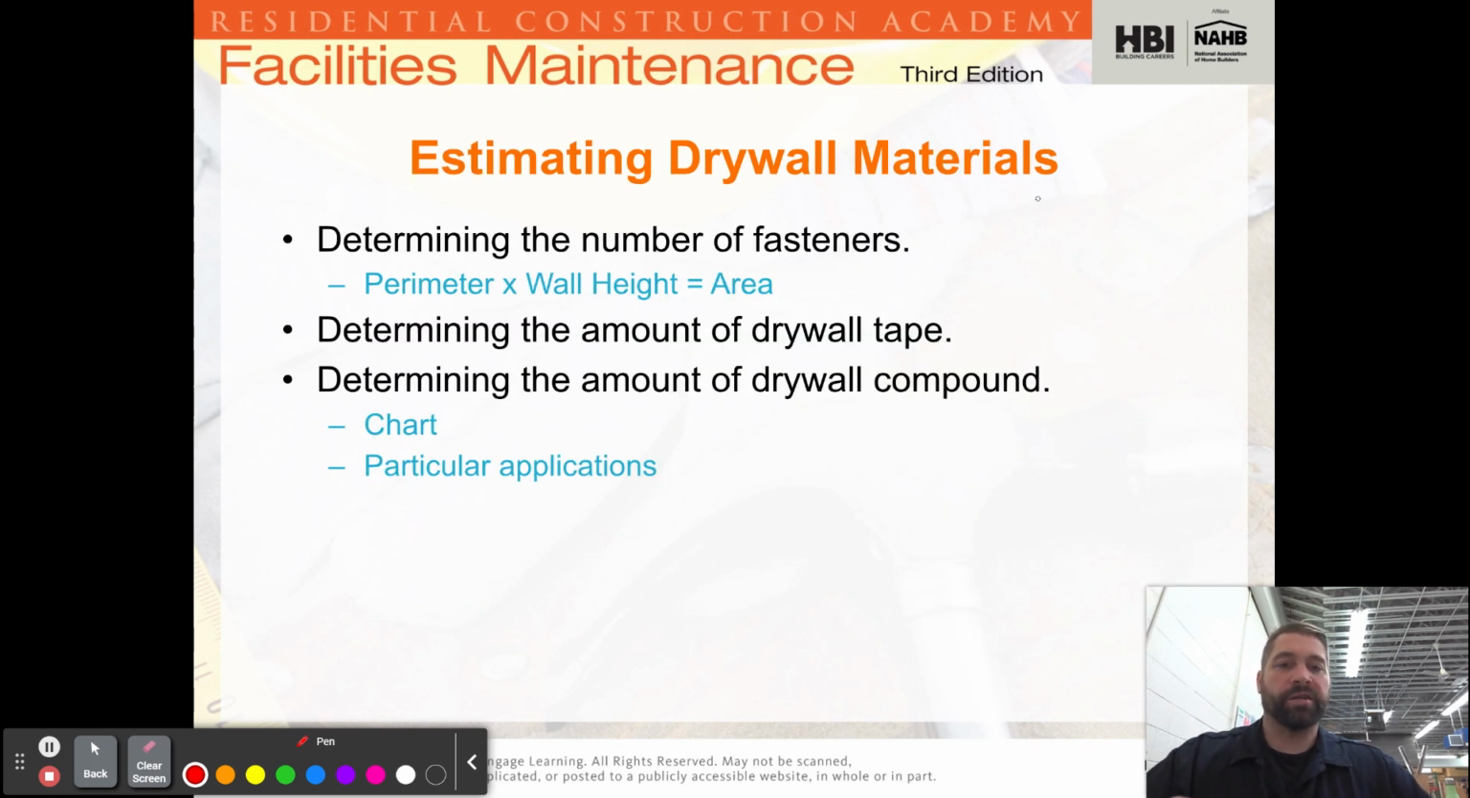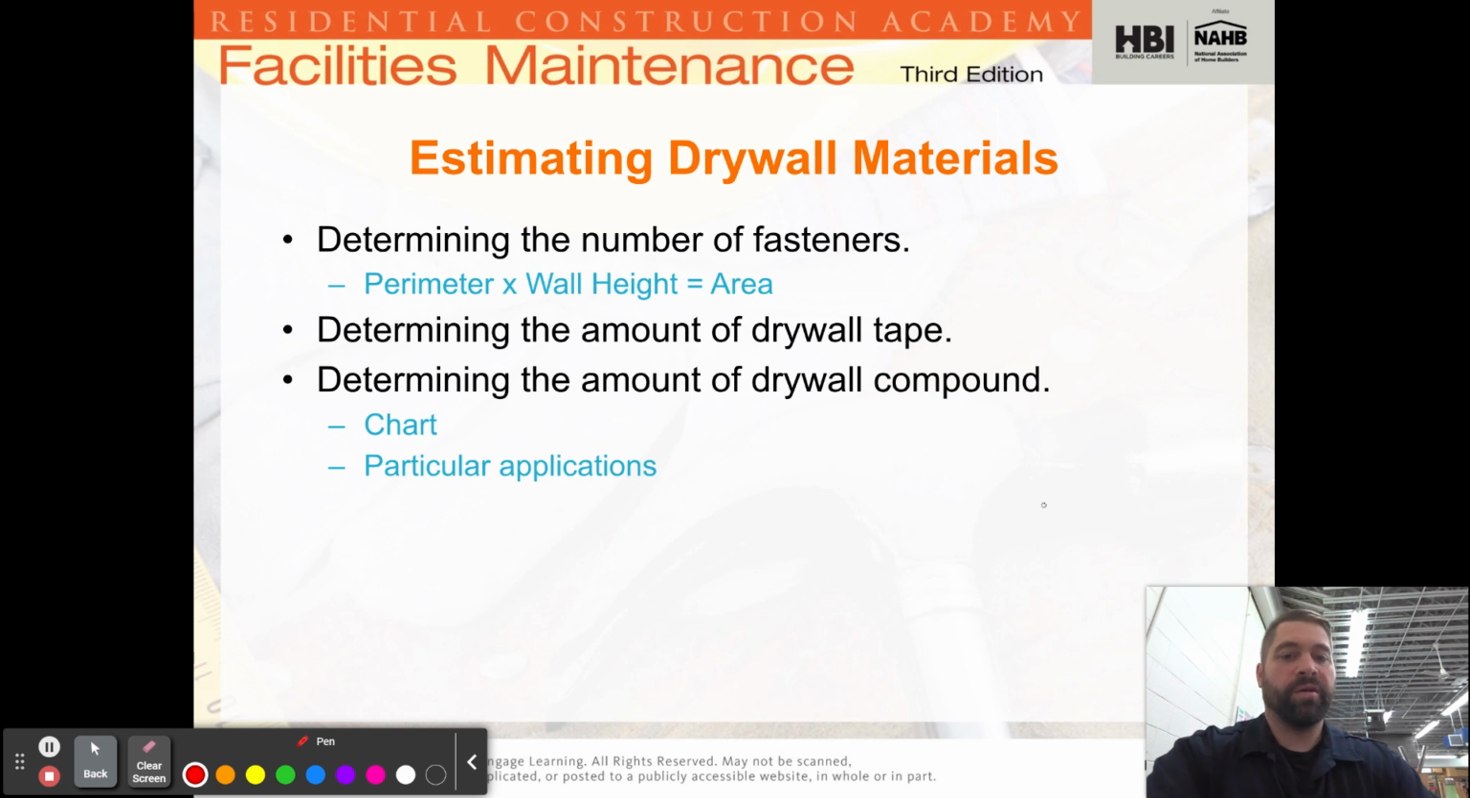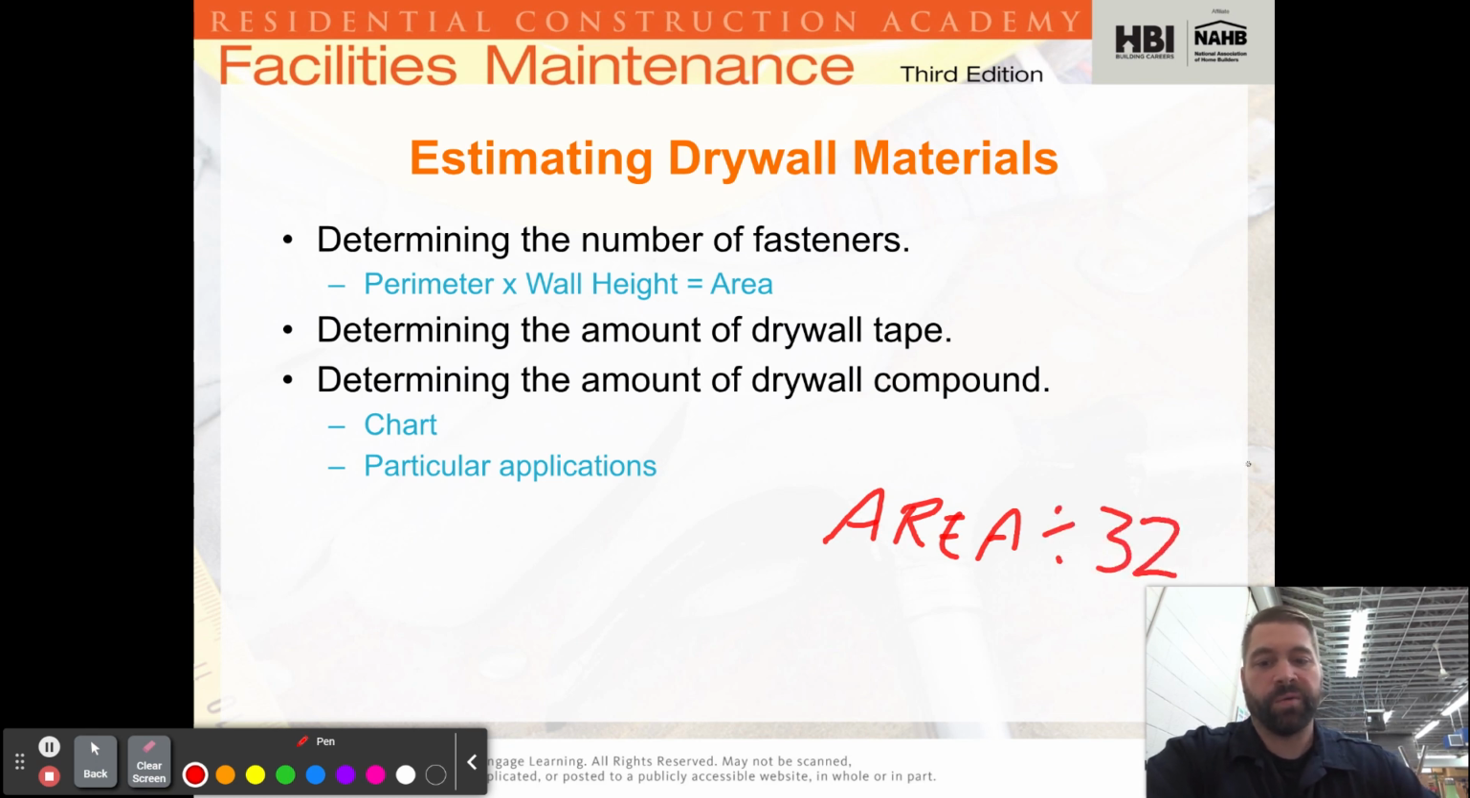When it comes to estimating drywall materials, this is going to be similar to the estimations that you did last year using the plywood. So what you're going to do is figure out the area, right? That's one way to start. So your length times width, and depending on the size of the drywall, in the lab we're going to be using 4x8 sheets, so you divide that by 32. If we do this, it'll give us a rough idea of how many sheets of drywall we'll need.